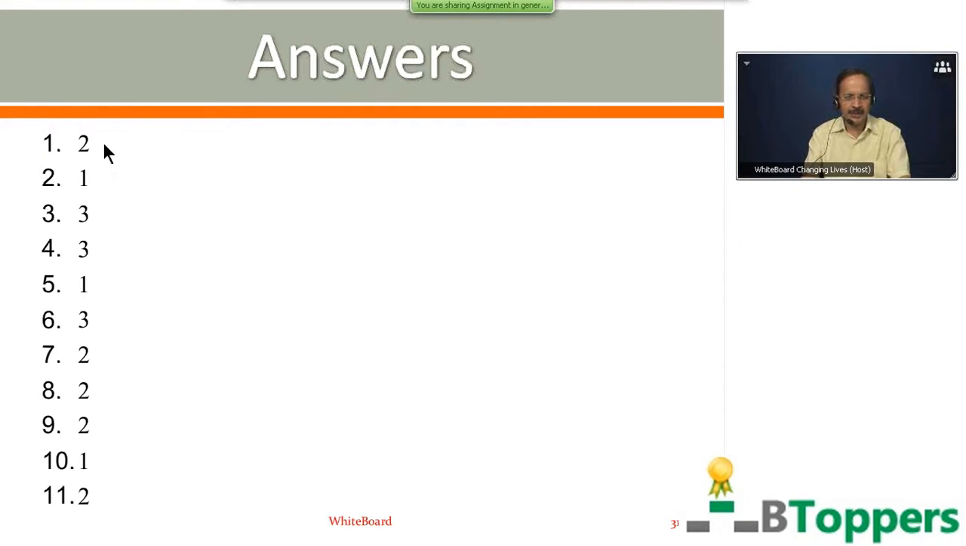For question number 1, second option is the answer. For question number 2, first option is answer. For next two questions 3 and 4, third option is answer. For question number 5, first option is answer. For question number 6, third option is the answer. For next 3 questions, 7, 8 and 9, second option is answer. For question number 10, first option is answer. For question number 11, second option is answer.